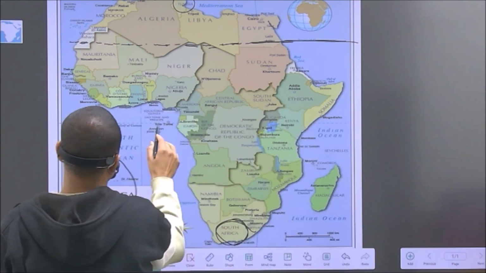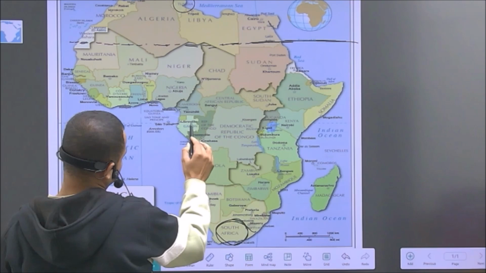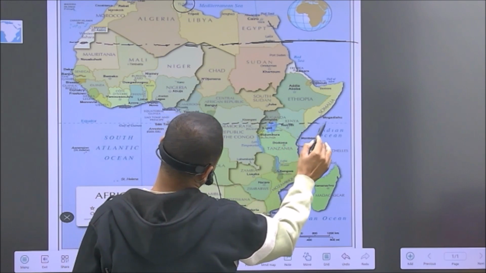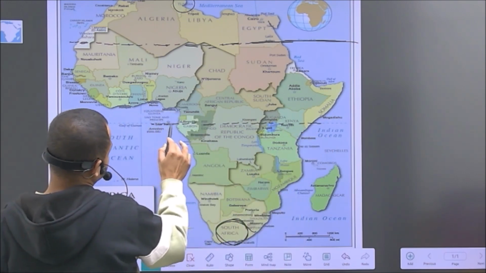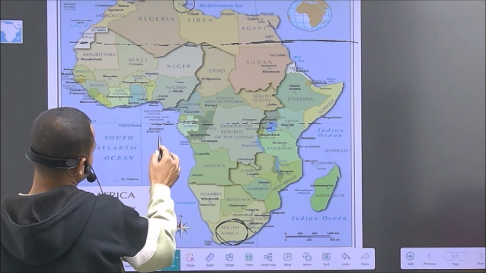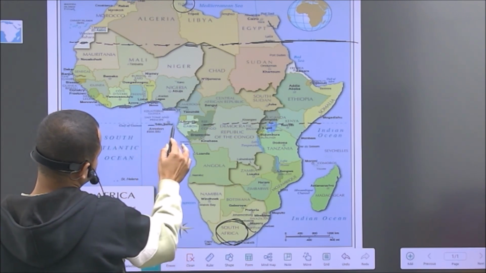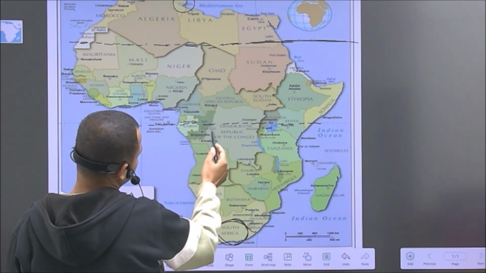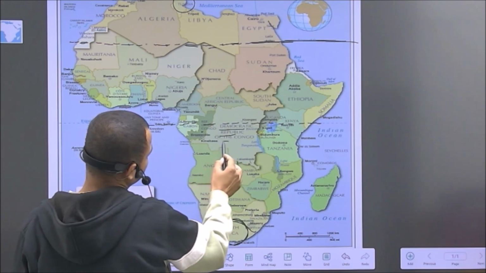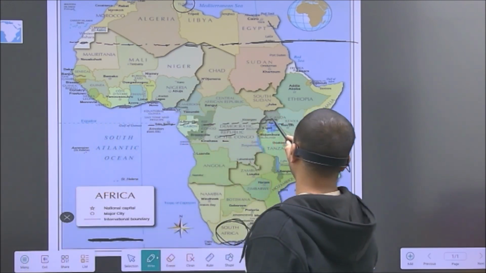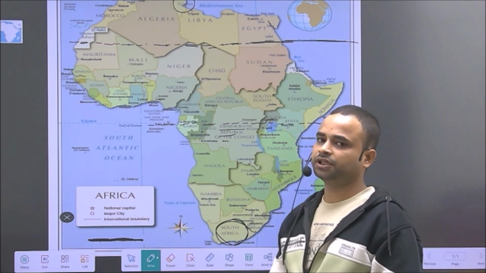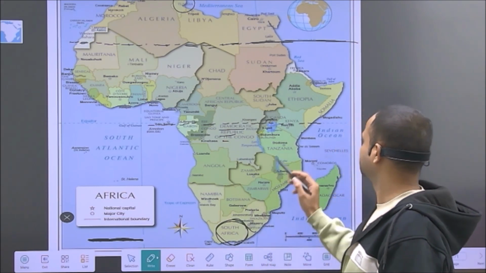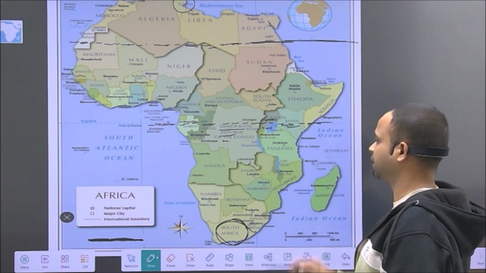The Equator is passing from here. That means Sao Tome is situated here. Then Gabon, Republic of the Congo, Democratic Republic of the Congo, Uganda, and the Equator also passes through Lake Victoria, then Kenya and then Somalia.